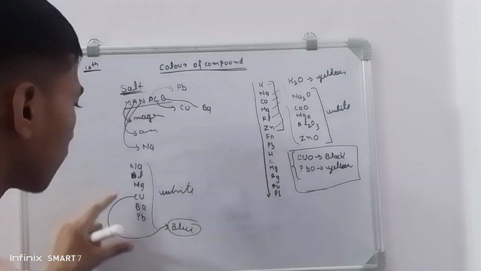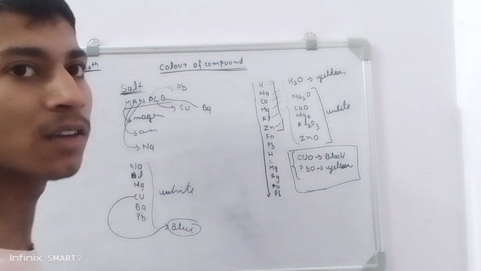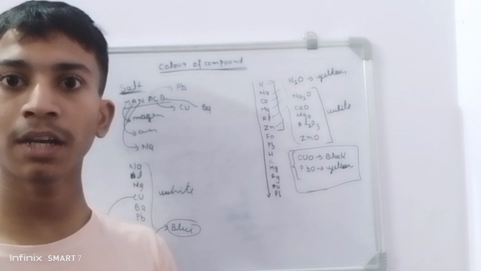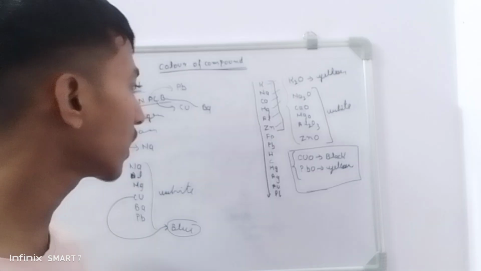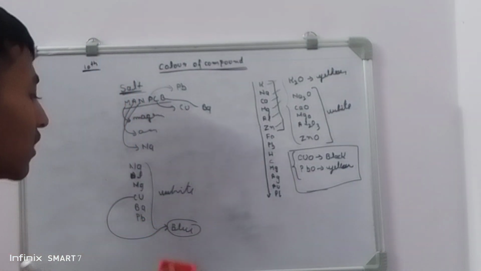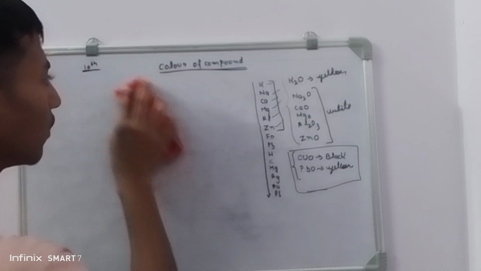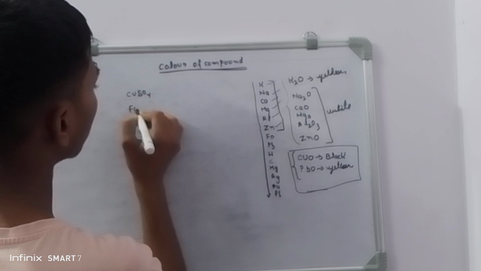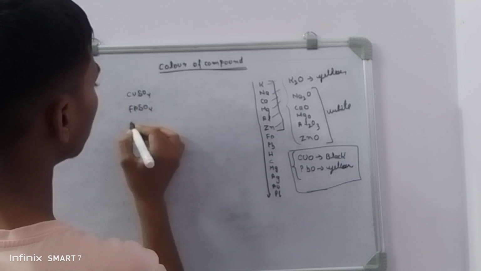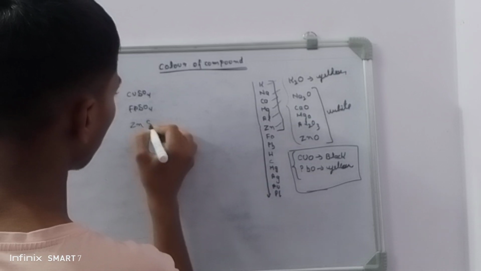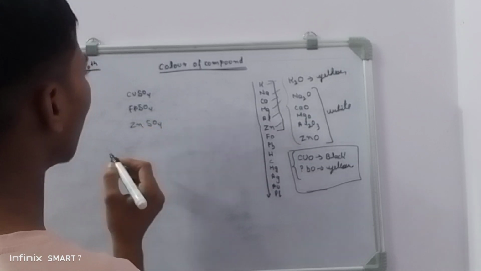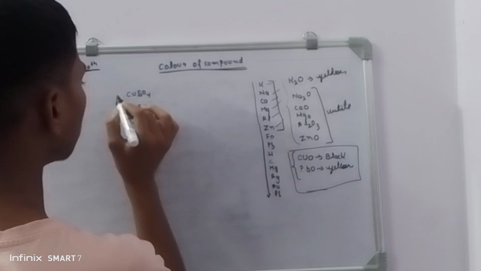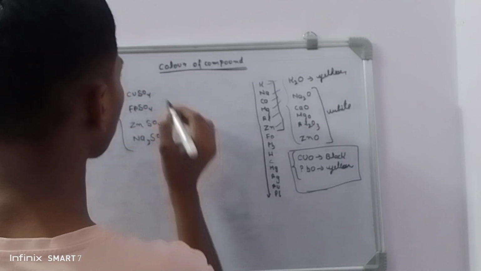So you are now able to know some common salts. Another important thing is copper sulfate, iron sulfate, zinc sulfate, and sodium sulfate. Remembering the color of these is also very important, because you have to study this in displacement reactions. So I am talking about sulfates like copper sulfate, CuSO4, FeSO4, zinc sulfate, ZnSO4, and sodium sulfate. These are the four important sulfates which you have to study in class 10.